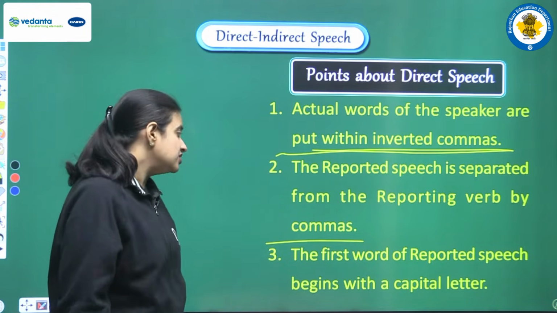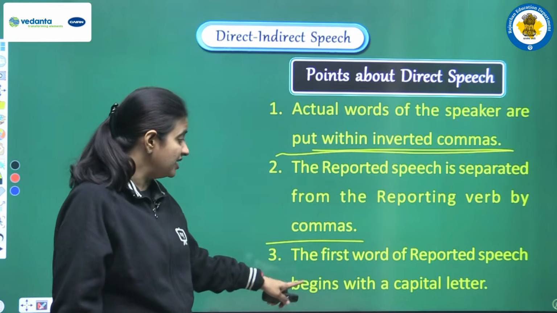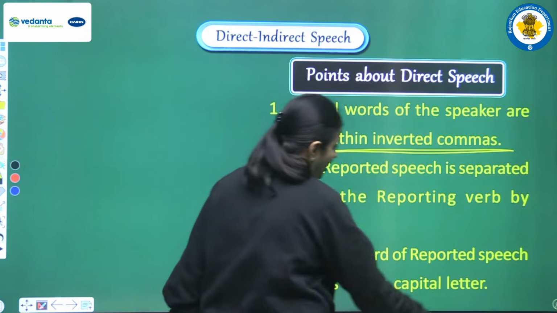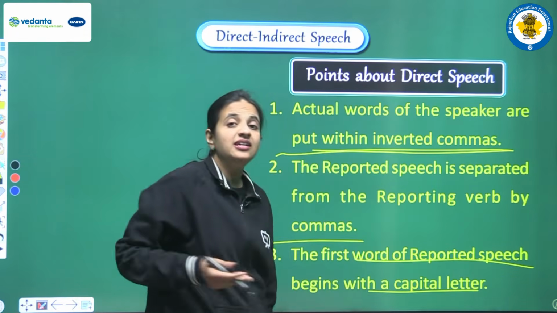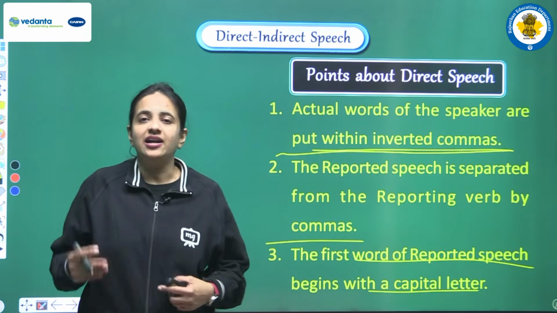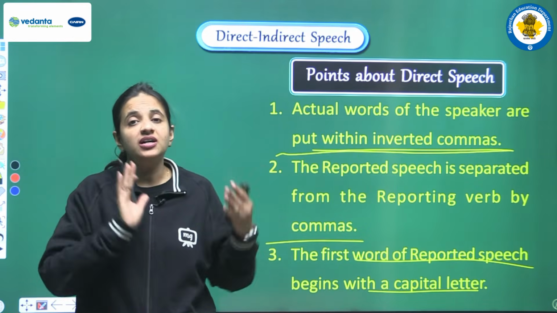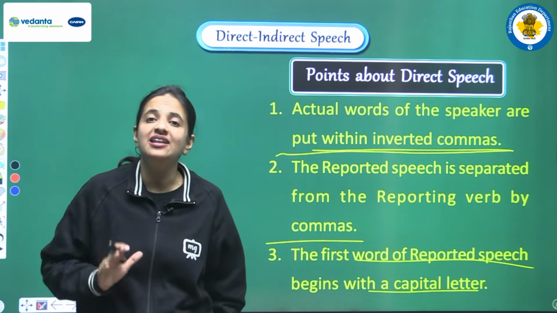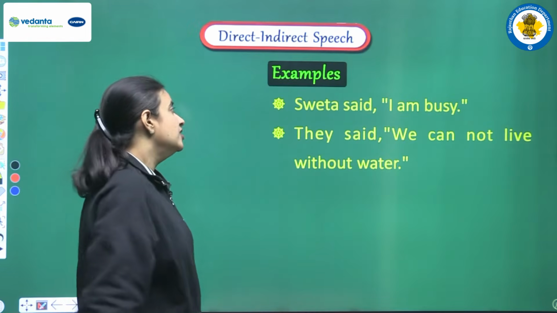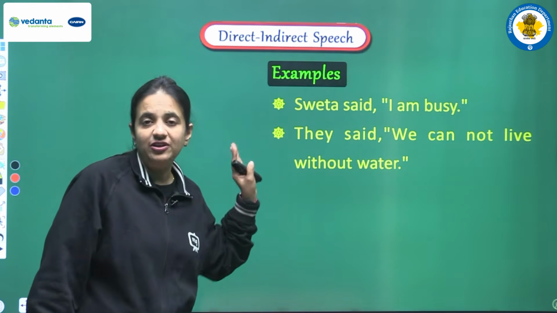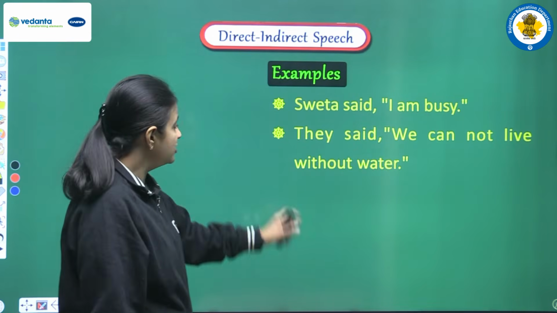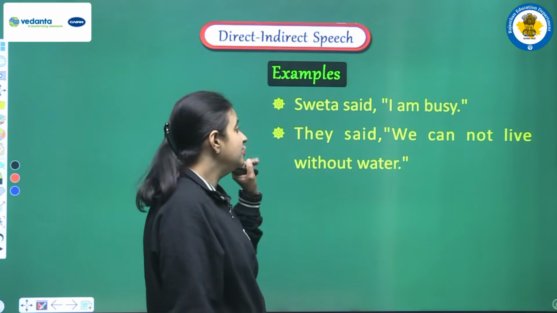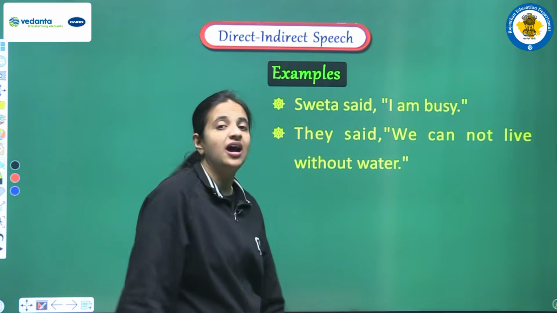Next one, the first word of reported speech begins with a capital letter. Yes, it's a very important point that we are having here. When we are writing a sentence in direct speech and we are starting our reported speech, the first letter of the word should always and always be in capital letters. So now we can have some examples related with all the points that we have discussed. The first one is: Shweta said, "I am busy." Second example we are having: They said, "We cannot live without water."